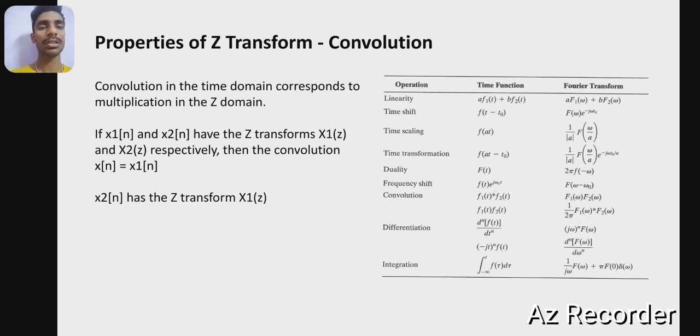Here are the properties of the Z transform, in relation to time functions and the Fourier transform: linearity, time shifting, time scaling, time transform, duality, frequency convolution, differentiation, and integration.